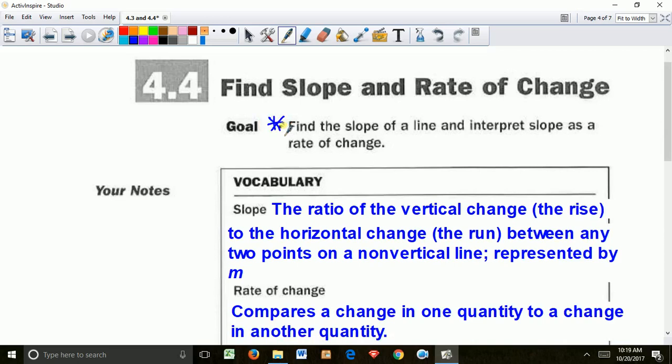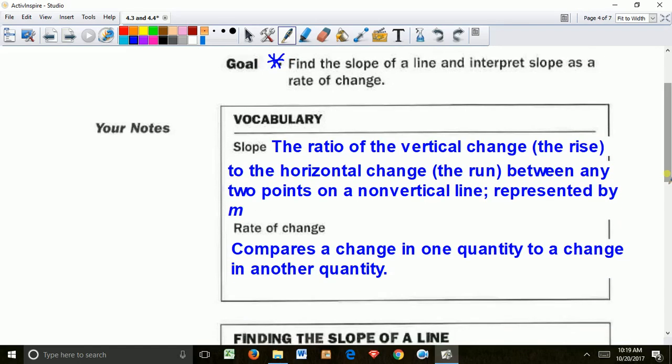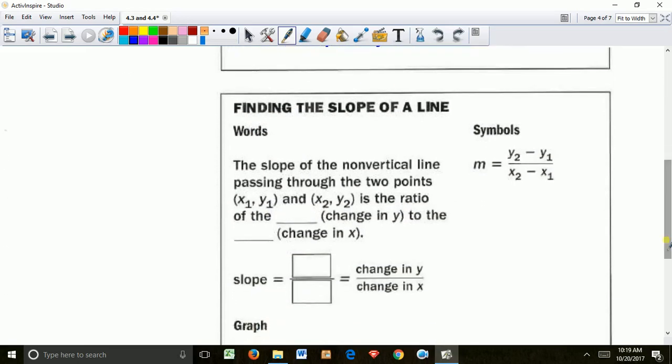The slope is the ratio of the vertical change, the rise, to the horizontal change, the run, between any 2 points on a non-vertical line, and is represented by m. The rate of change compares a change in one quantity to a change in another quantity. So to find the slope of the line, in words, the slope of the non-vertical line passing through the 2 points (x1, y1) and (x2, y2) is the ratio of the rise, or in other words, the change in y, to the run, the change in x.